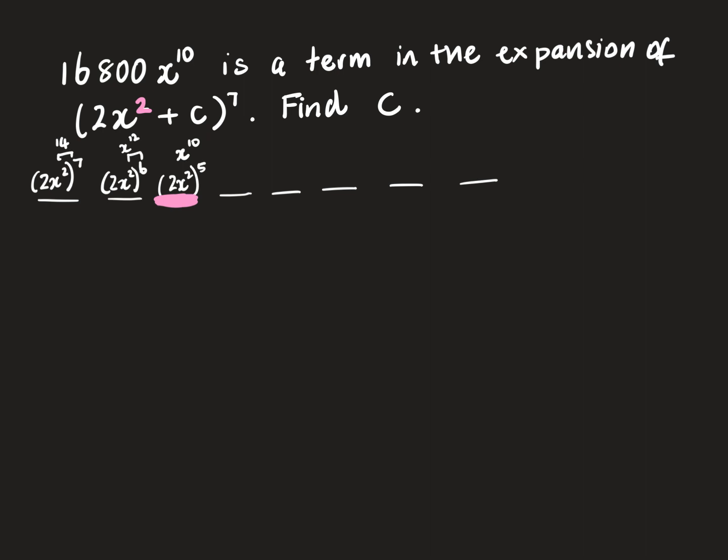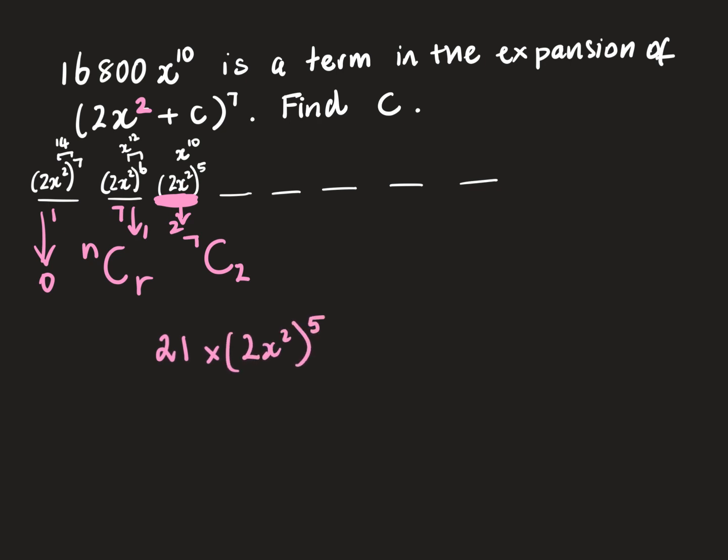Okay, so Pascal's triangle, what are the coefficients? We're going to go 1, 7. Now, I don't have Pascal's triangle drawn neatly up at the moment, so I'm going to use my nCr function on my calculator. It's going to be 7 choose, well, this is position 0, this is position 1, this here is position 2. So it's going to be 7 choose 2, and I'm just using my calculator for that. And that is 21. So I've got 21 lots of 2x squared all to the power of 5.